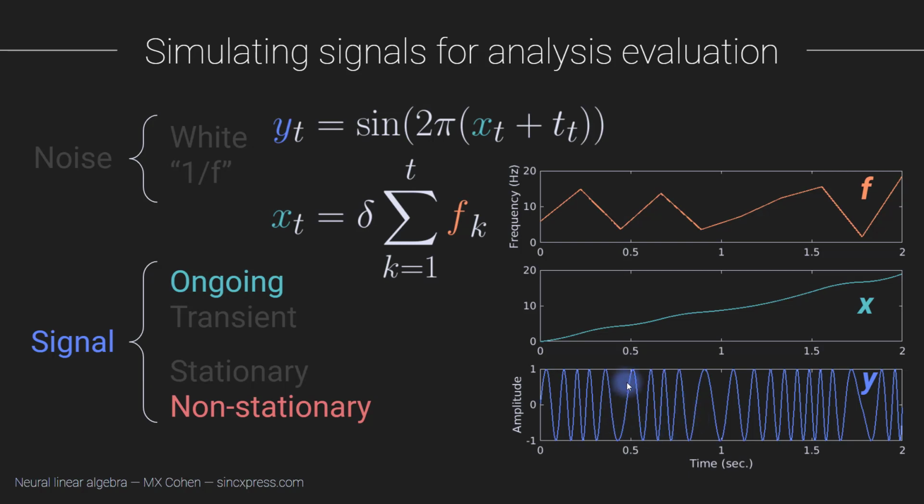So the oscillations, the narrowband activity in real brain signals, vary in frequency over time. And so we want to be able to simulate data to capture that feature of the data. That's really important because we want to make sure that our analysis methods are sensitive to, or robust to, depending on what the goal of the analysis method is, these kinds of fluctuations in instantaneous frequency. All right, so that's ongoing non-stationary.